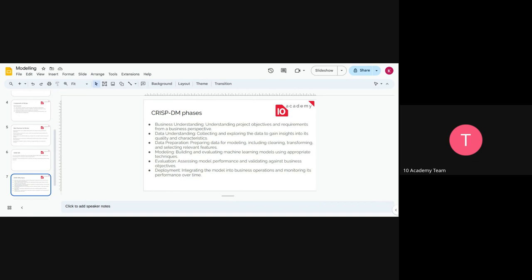So preparing the data includes cleaning it, transforming and selecting relevant features. Cleaning means you may have non-values, non-existent values, or you may have some messy data. So the first thing you should do is come up with a strategy of how to handle this messy data, right? You may use forward filling, backward filling. You may use the mean, average, or anything.